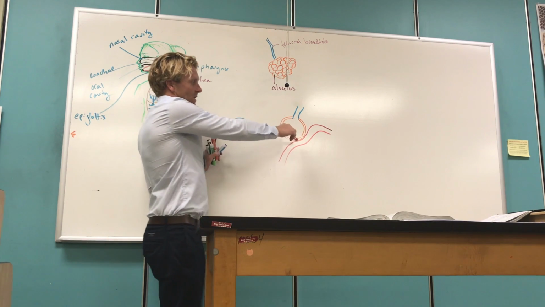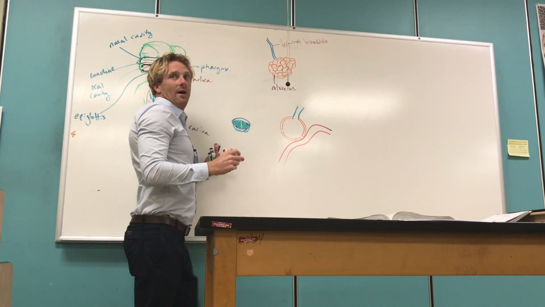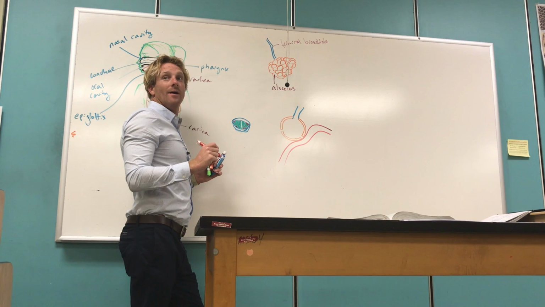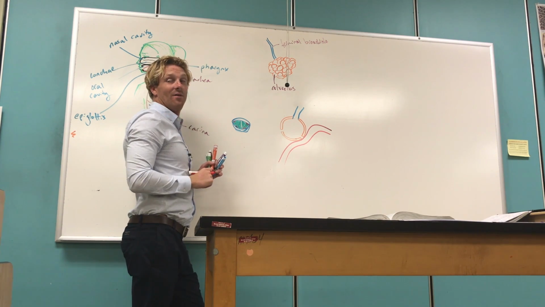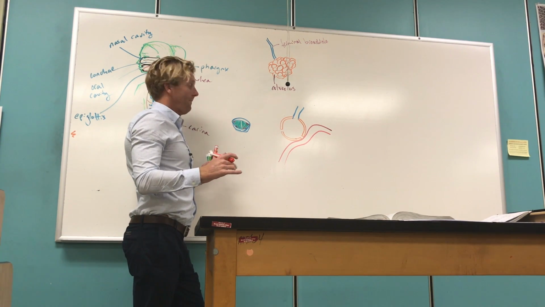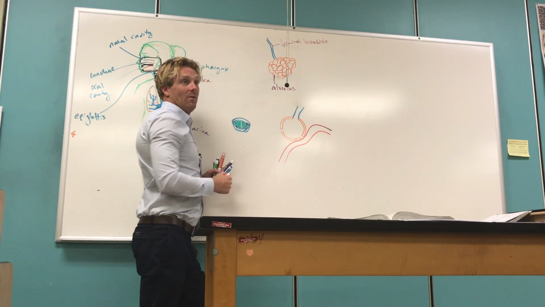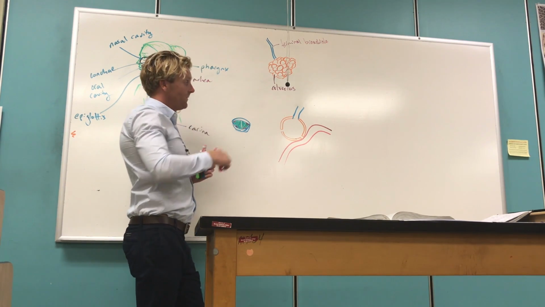What type of tissue makes up the walls of the alveolus? Epithelial for sure. What type of epithelial tissue? Simple squamous, great. Same deal makes up the walls of the capillaries, so very thin tissue.